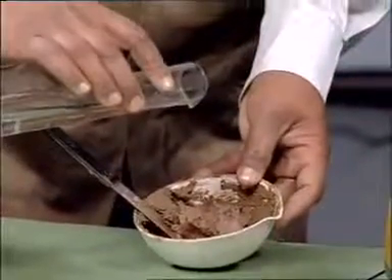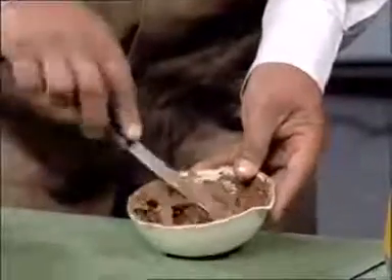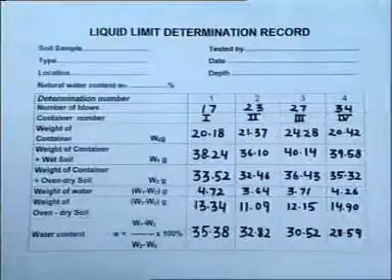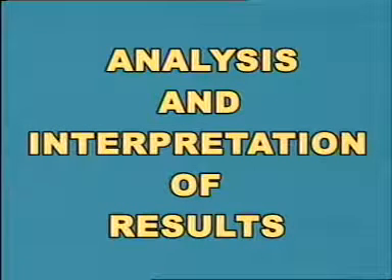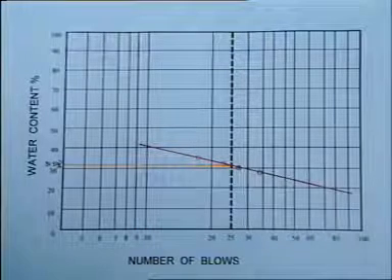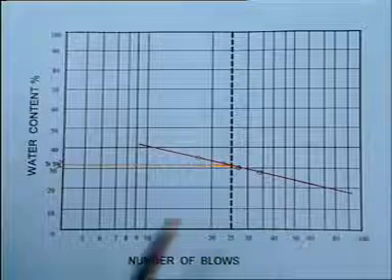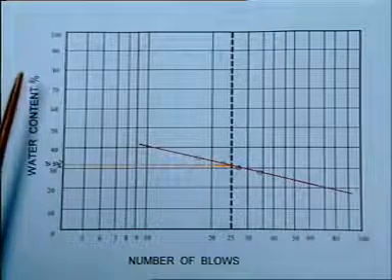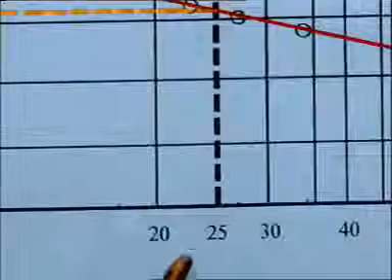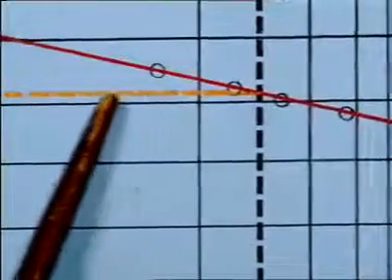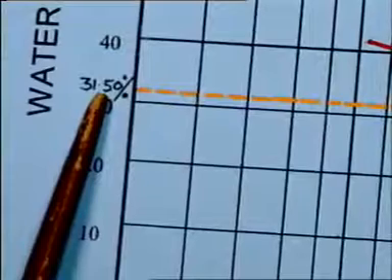Now repeat the procedure with different water contents, that is from drier to wetter condition of soil, and record the various observations 3 to 4 times. Now to analyze and interpret the results for the liquid limit test, we plot a graph between number of blows and water content on a semi-log graph, making use of readings recorded during various tests. The moisture content corresponding to 25 blows from the flow curve, that is 31.50, is the liquid limit of the soil. Now we shall perform the test for plastic limit of soil.